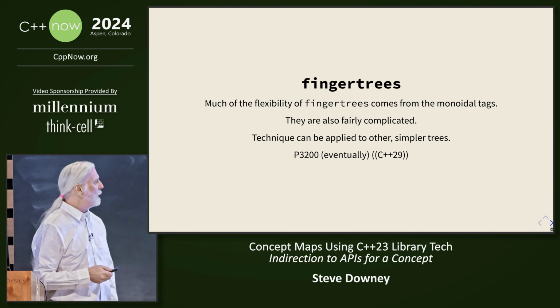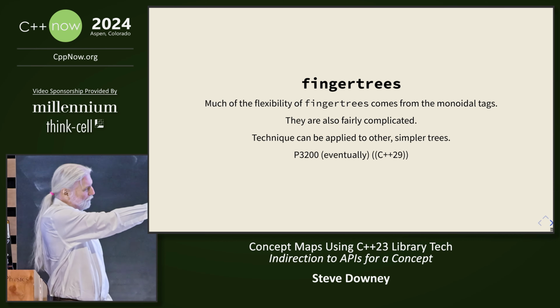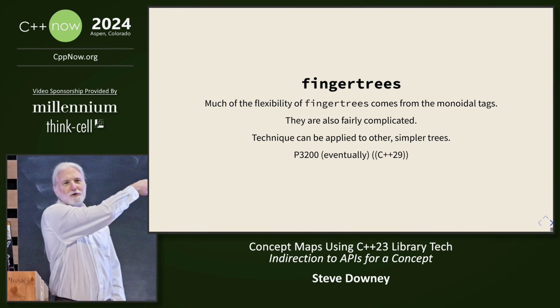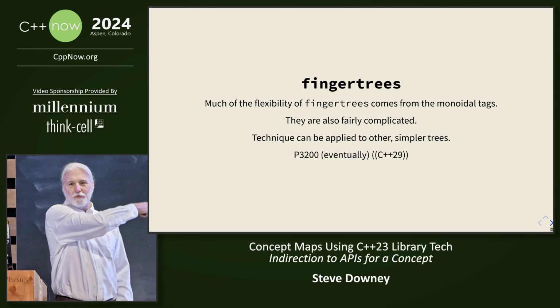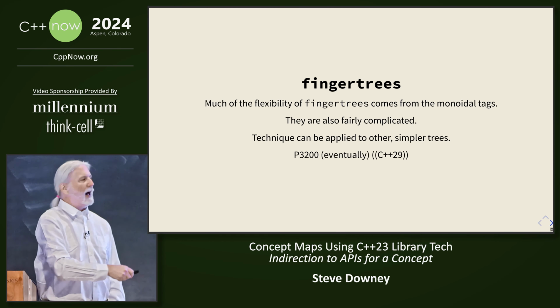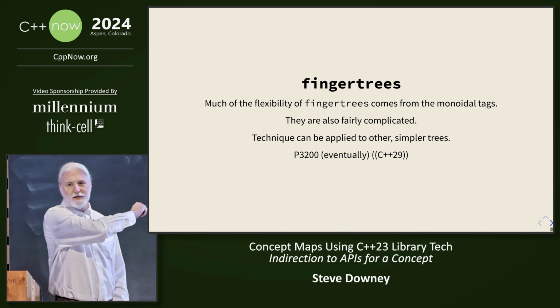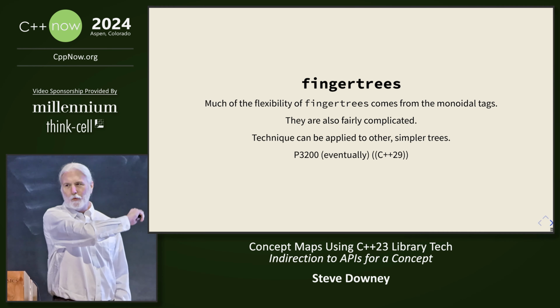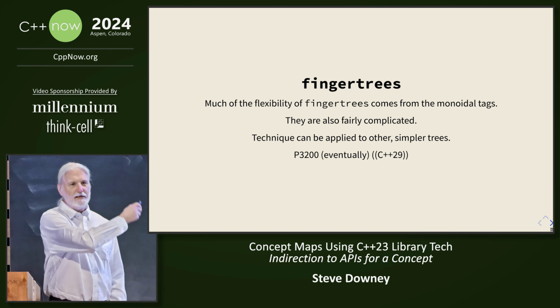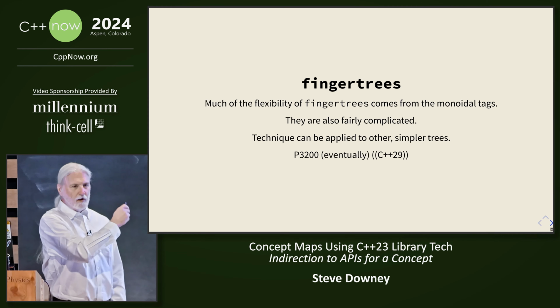I have the paper number. P3200 will eventually have a proposal for finger trees and a bunch of algorithms that go with that. I don't know if the monoid technique I'm showing here will survive to that, but this shows up in enough places.